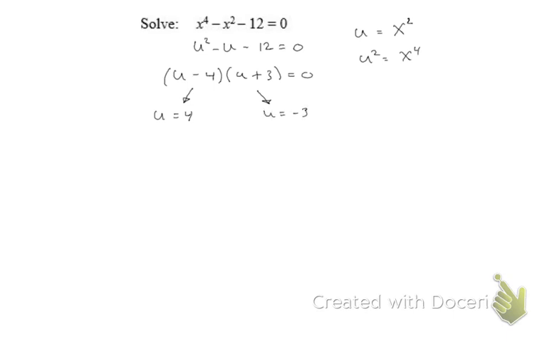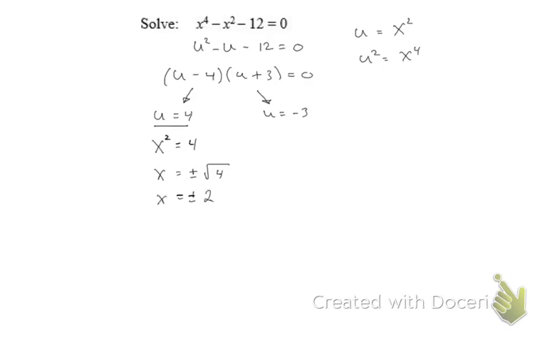So we've solved for u, but the original problem was asking us to solve for x. And because of that, I need to keep going. I'm going to substitute back in x squared for u. Over here, I know that u is equal to x squared. That means x squared is equal to 4. If I take the square root of both sides, x will be equal to plus or minus the square root of 4, which is plus or minus 2.